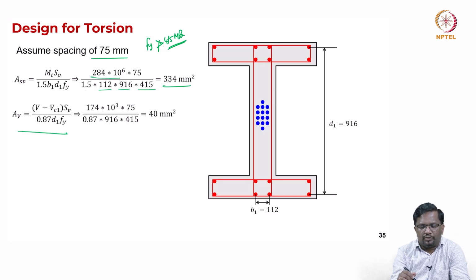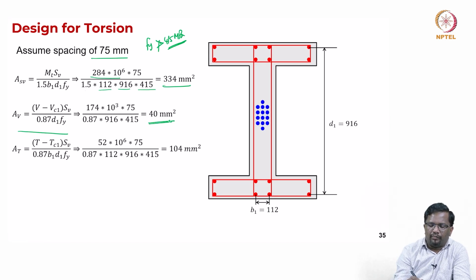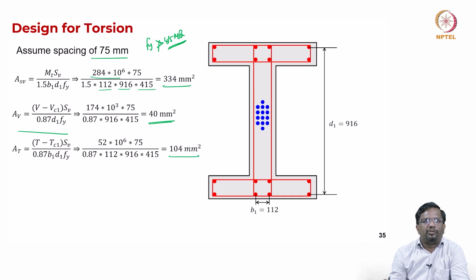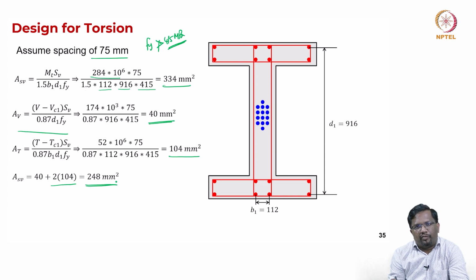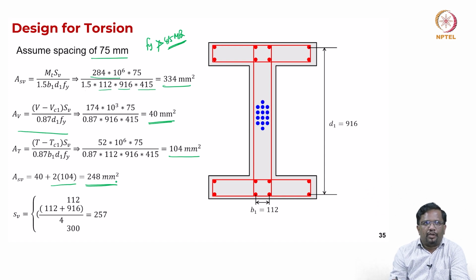And for shear, now again the additional stirrup requirement is V minus VC1 into SV by 0.87 D1 into Fy, that works out to be 40 millimeter square. And for torsion, it is T minus TC1 into SV divided by 0.87 into B1 into D1 into Fy. So you substitute the numbers, you get 104 mm square. Now you add, this is basically AV plus 2 times AT. So you see you get a requirement of 248 millimeter square, which is quite high.